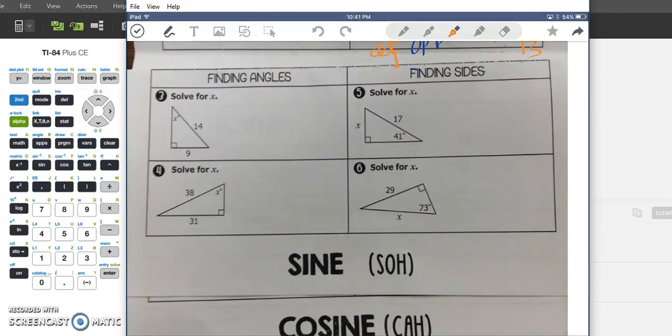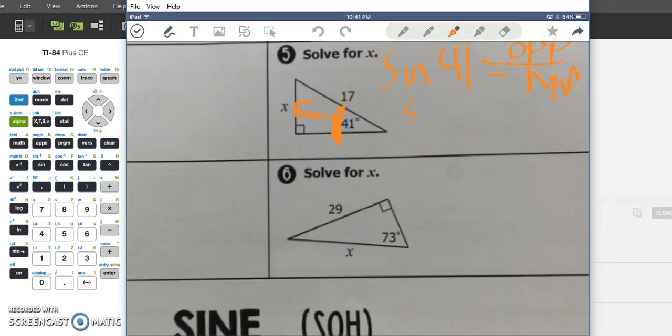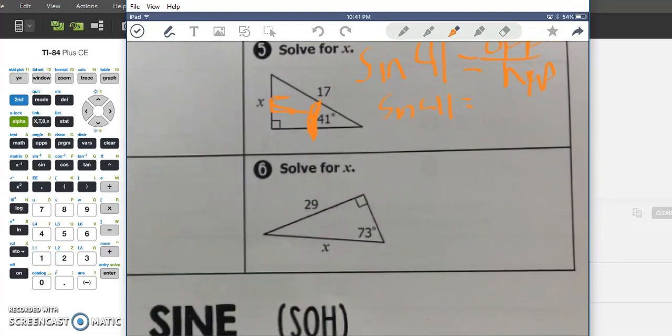So let's do finding sides on example 5 here. So we have angle 41. So this is our location. Okay. So directly across, on the other side of the 41, is the opposite. So we have sine of the angle, which is 41, is equal to, remember, opposite over hypotenuse. Okay. So in this problem, we have sine 41 is equal to opposite, which is x, over hypotenuse, which is 17.